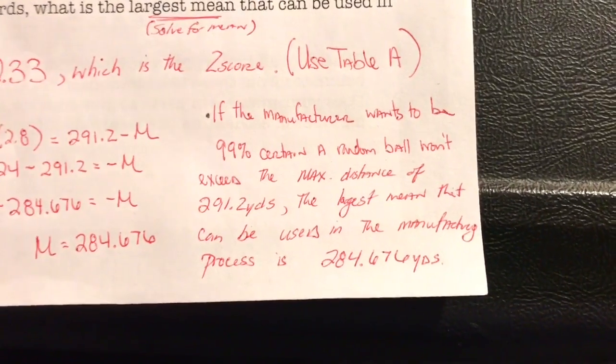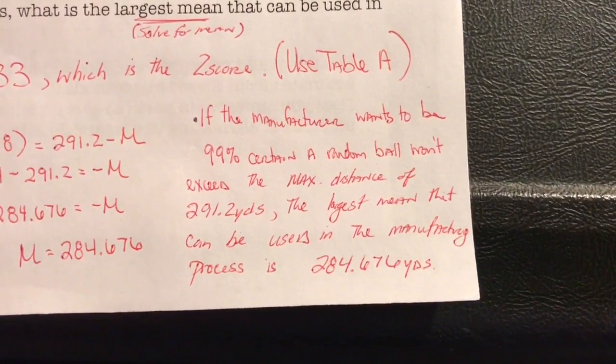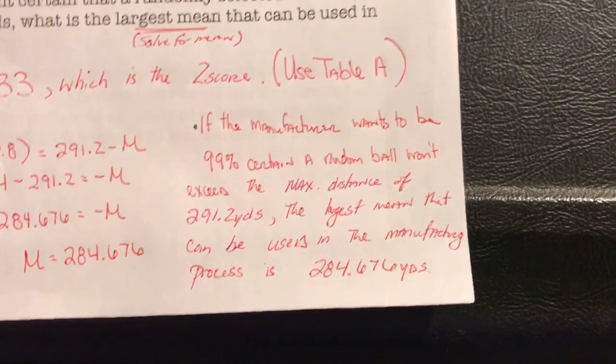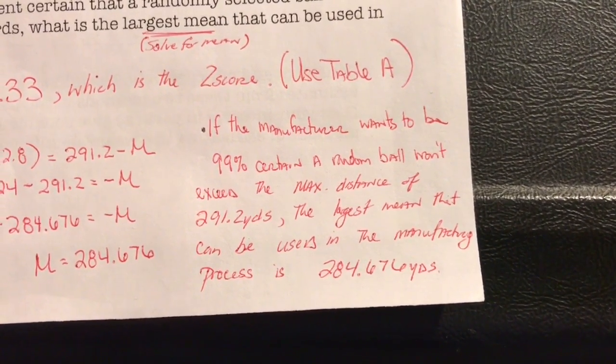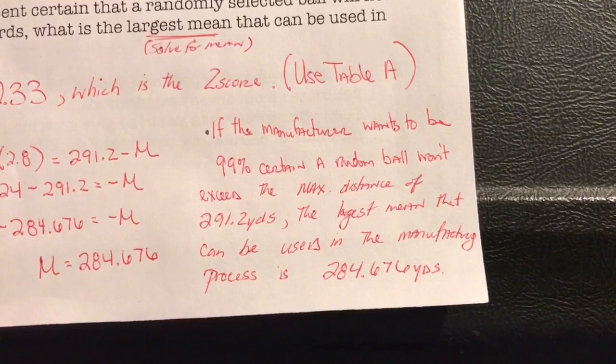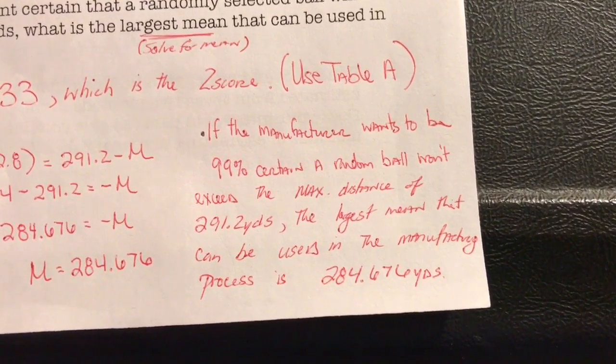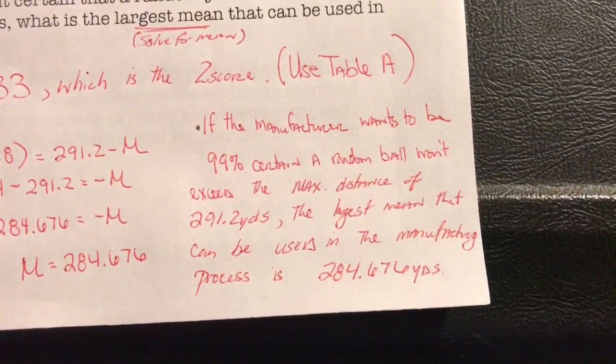Over here I wrote my statement. So if the manufacturer wants to be 99% certain a random ball won't exceed the maximum distance of 291.2 yards, the largest mean that can be used in the manufacturing process is going to be 284.676 yards.